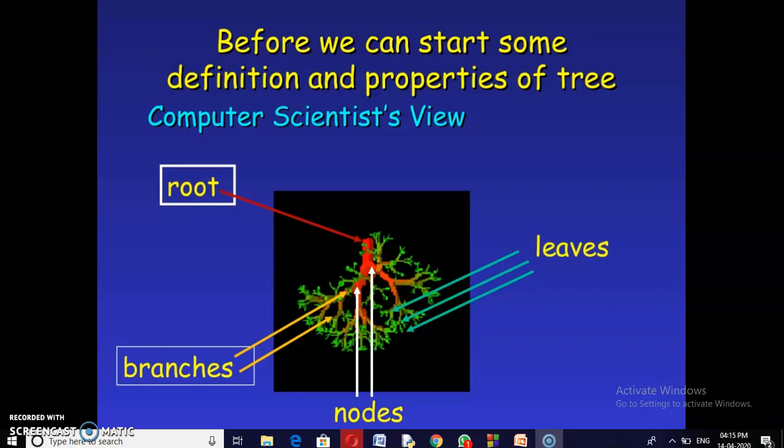In general, a tree is a plant. Each and every tree has a root. The tree has branches, leaves, and nodes. Nodes are the junction points, and the root is the main part of the tree. To grow the tree, to make it stable, and to retain it, the root is the main part. And branches are the extension of the tree.